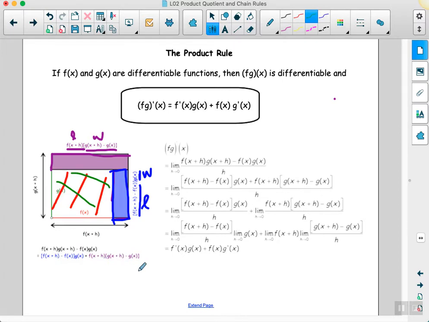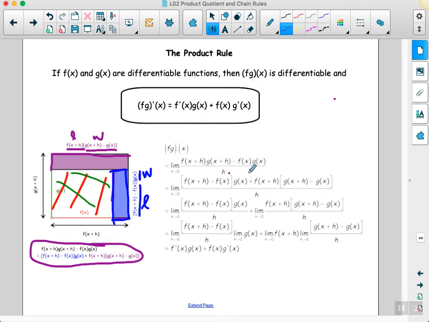And now how are we going to use this? By definition, using first principles, the derivative of fg should be f at x plus h times g at x plus h minus f at x times g at x, all divided by h. And now I'm going to use this identity that I just proved visually in this picture. I'm going to replace this with f at x plus h minus f at x times g at x plus f at x plus h times, in brackets, g at x plus h minus g at x. So that's the area of blue and the area of purple.